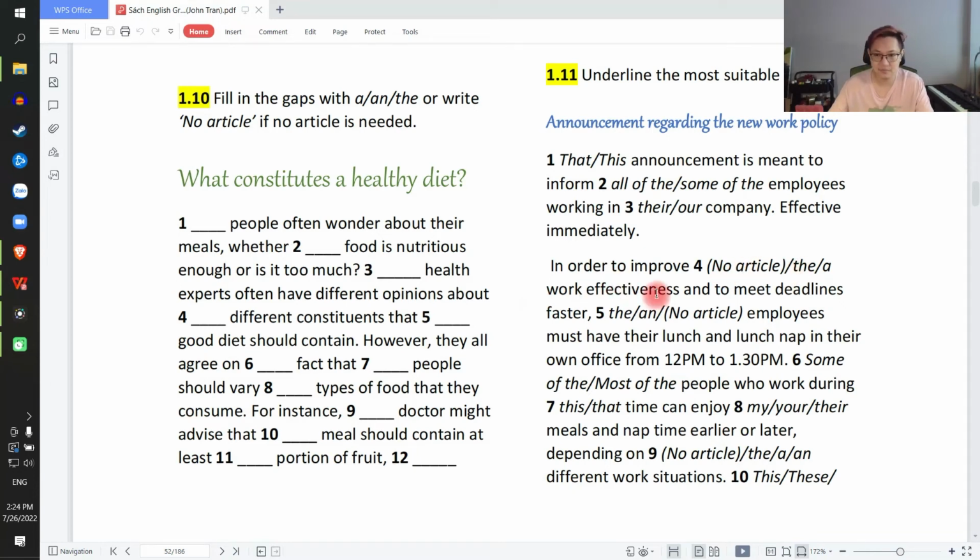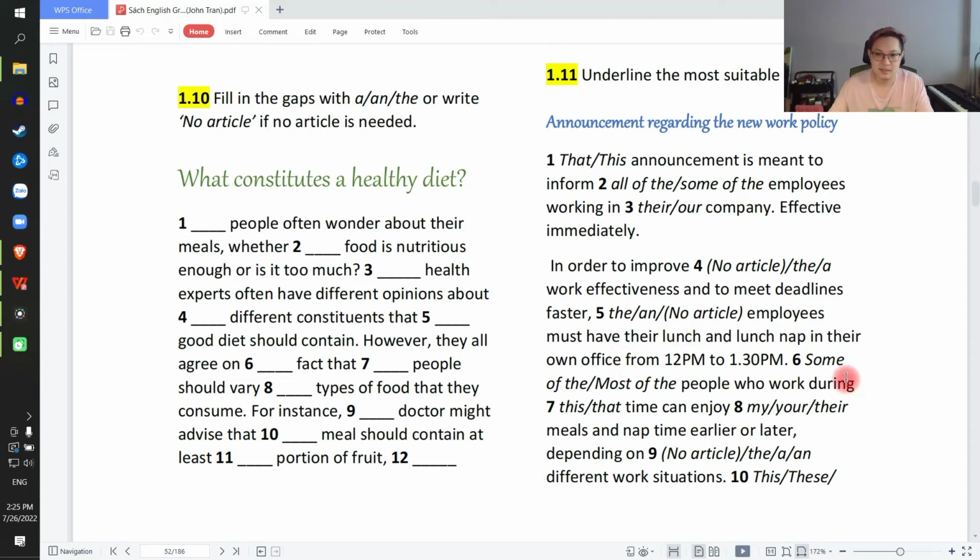So no article. And to meet deadlines faster, employees, number 5 is no article, because you don't want to talk about any specific group of employees. It's just employees in general. Cái chỗ này là không có mạo từ, tại vì mình chỉ muốn nói là những nhân viên cho công ty bắt buộc phải đem bữa trưa và bắt buộc phải ăn bữa trưa và ngủ trưa ở văn phòng của họ. Thì nhân viên nói chung thôi, chứ nó không hề nói một nhóm nhân viên cụ thể nào cả, cho nên no article, không có mạo từ.